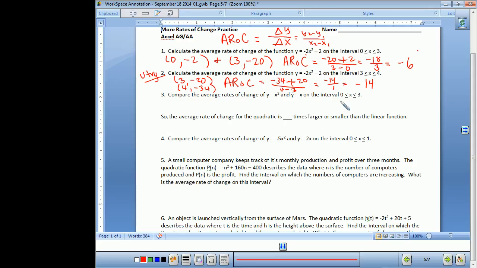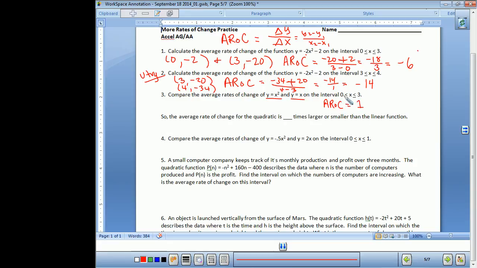No questions. Okay. All right, the next one is comparing the parent graph for a quadratic function, y equals x squared, with our linear function here, y equals x. If it's linear, isn't the average rate of change the same as the slope? Yes. What is the slope of this? 1. So the average rate of change is actually constant. It's just 1.